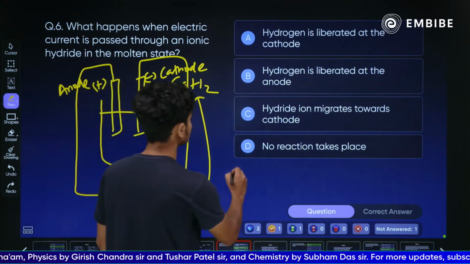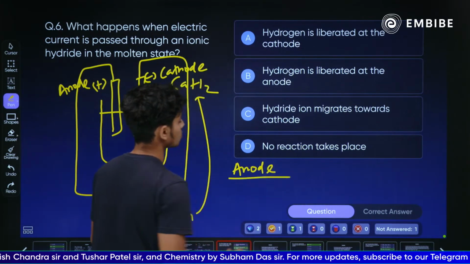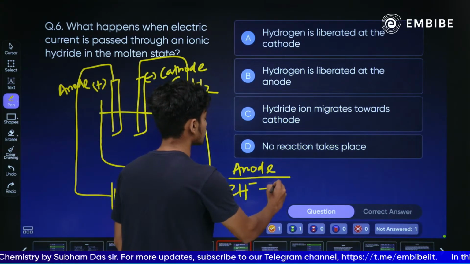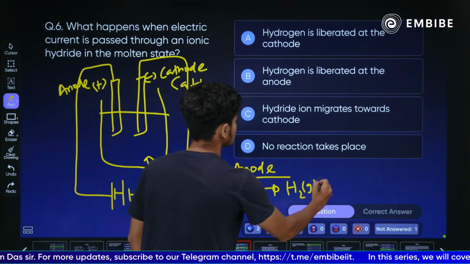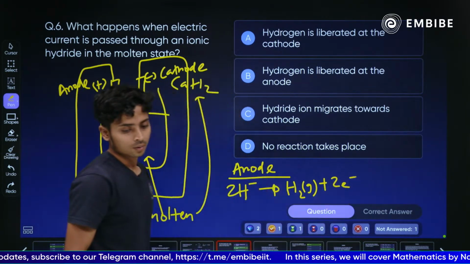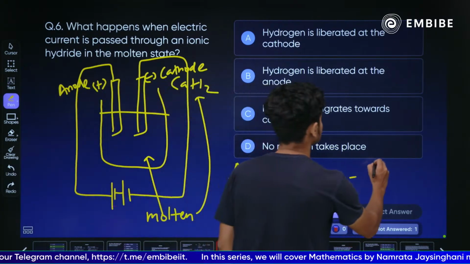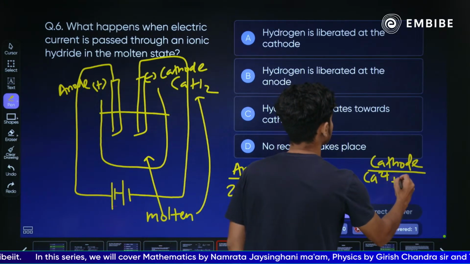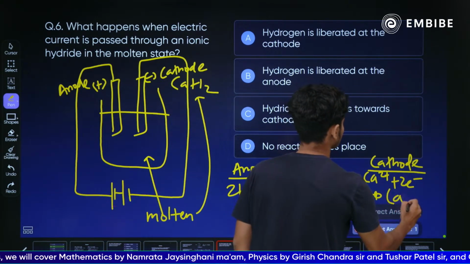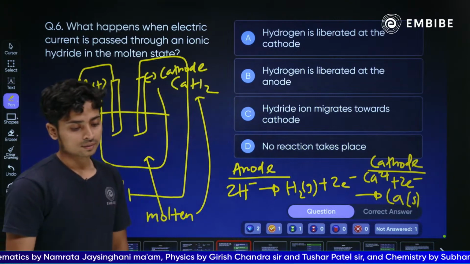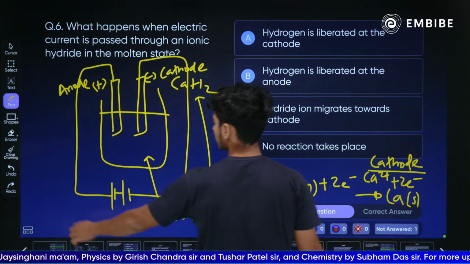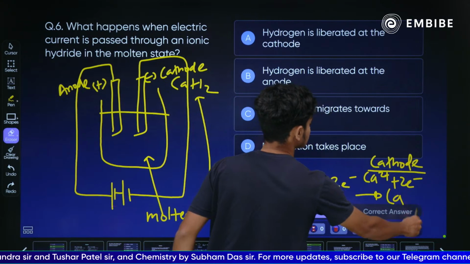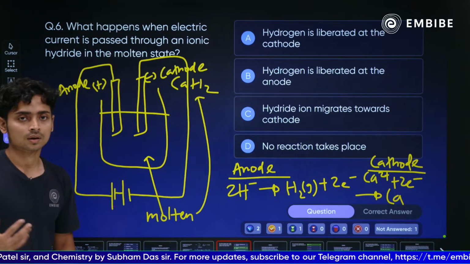So for here at anode, you have oxidation, so your hydride ion will lose its electrons and give you hydrogen gas plus 2 electrons. Okay, and at cathode, which is where reduction happens, your calcium cation will get discharged by gaining 2 electrons and giving your Ca. Not solid, just write Ca, that would be better. Okay, so these are your 2 products.